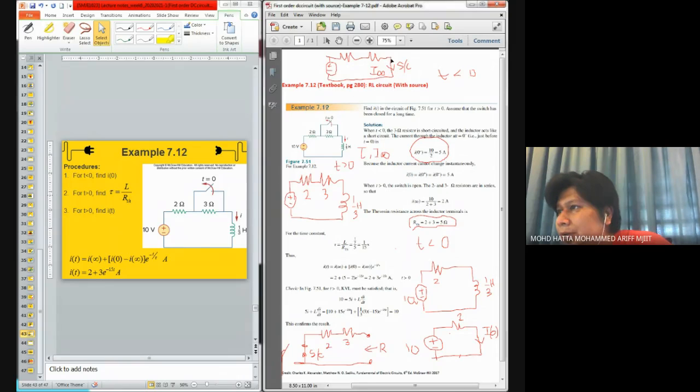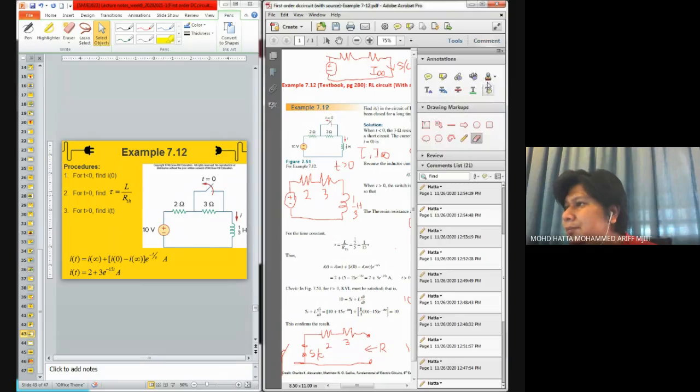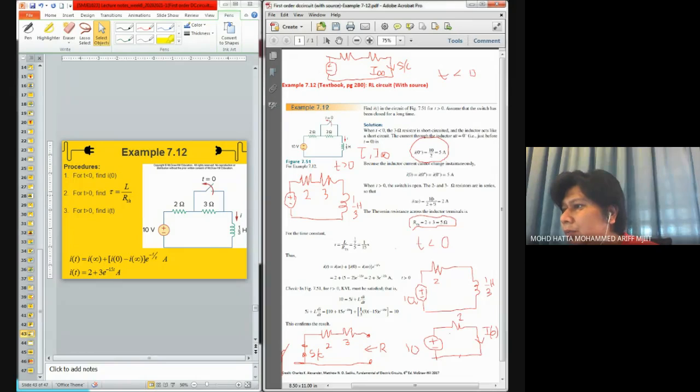And the current flowing through here is given by the voltage divided by the resistors we have. Here is 2 and also 3 ohm resistor. That's why you see here, for I infinity, we use voltage divided by the resistor. Resistor is 2 plus 3 and it is given by 2 ampere.